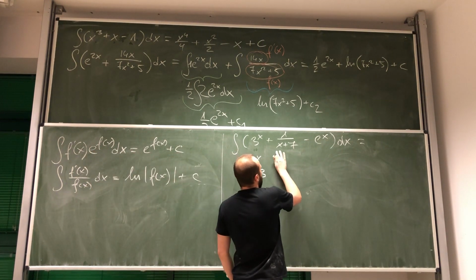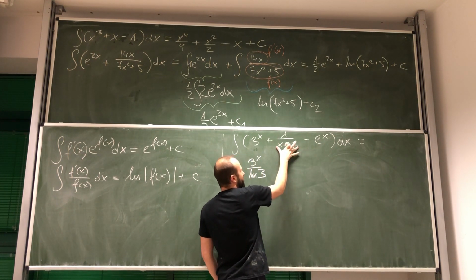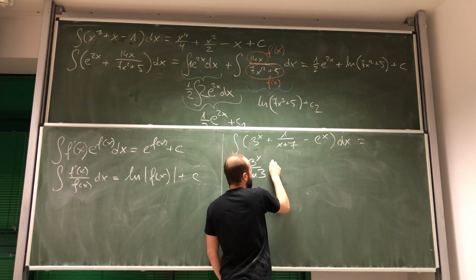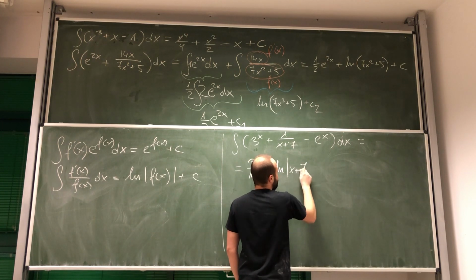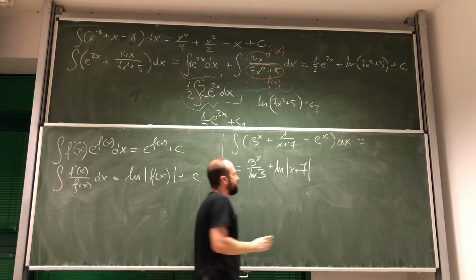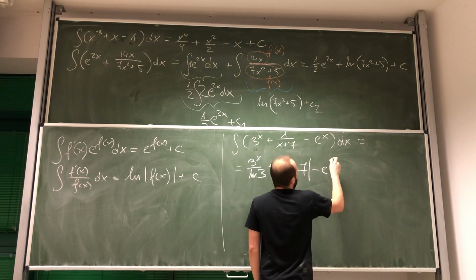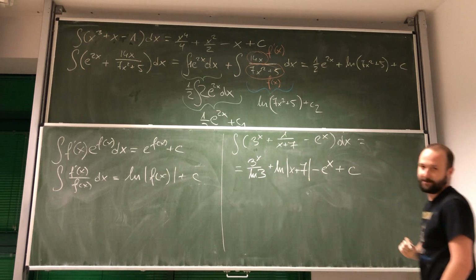Over here, we see division, but we also notice the derivative of this is equal to 1. So what we will have over here is natural logarithm, absolute value x plus 7, and that's it. And finally, minus e to the power of x will just give us negative e to the power of x, and we finish with plus c.